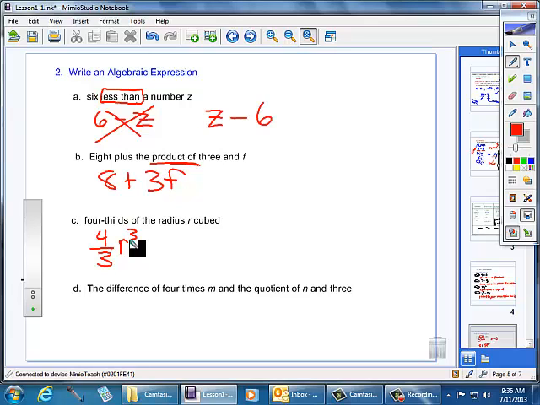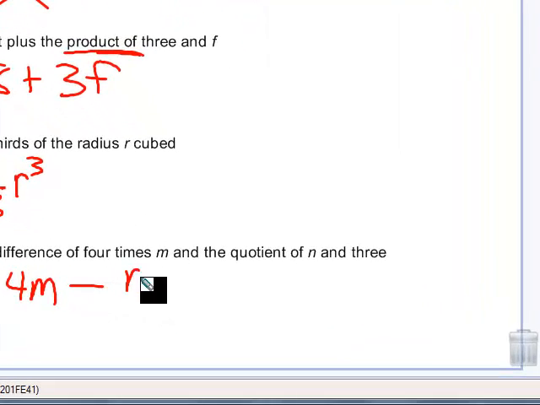All right, part D, a little more difficult. The difference of 4 times m and the quotient of n and 3. So we're looking for the difference of two terms. The first term is 4m. We want the difference of 4m and what else? Difference of is minus. The other term is going to be the quotient of n and 3. And there you have it.